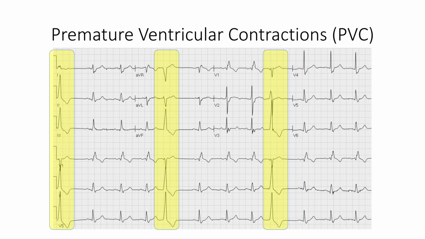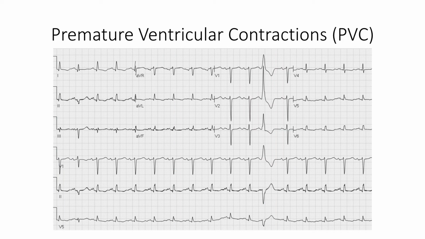Here's an example of 3 PVCs in a patient with underlying bundle branch block. PVCs are very common in patients with structural heart disease or ischemia. A PVC burden in the 20% plus range is considered very high and is usually a reason for drug or catheter intervention.